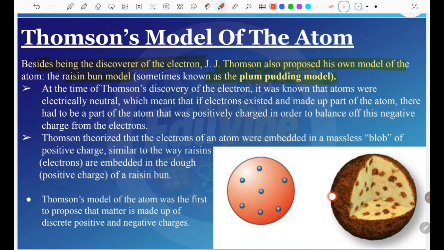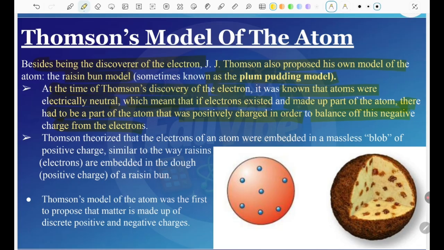From that plum pudding model, they report that electrons are there. They discover the electrons from here. So at the time of Thomson's discovery of the electron, it was known that atoms were electrically neutral. Even if electrons exist and were part of the atom, there had to be part of the atom that was positively charged in order to balance off this negative charge from the electron.